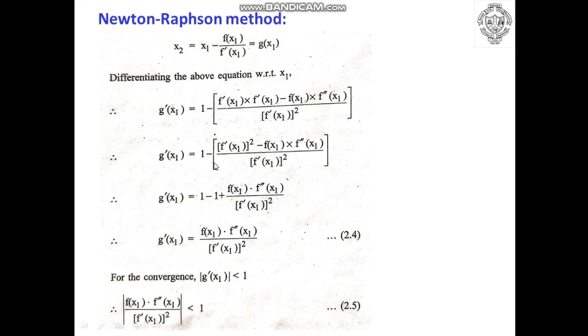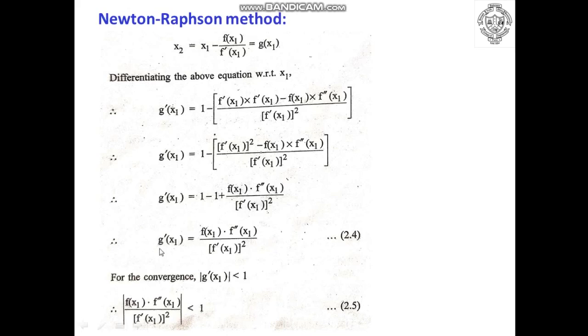Simplifying this, we get the equation in the form 1 minus f dash of x1 square minus f of x1 into f double dash of x1 divided by f dash of x1 square. Again we simplify this equation. We get 1 minus 1 plus f of x1 into f double dash of x1 divided by f dash of x1 square. Now these two terms will be 0, since 1 minus 1 is 0.